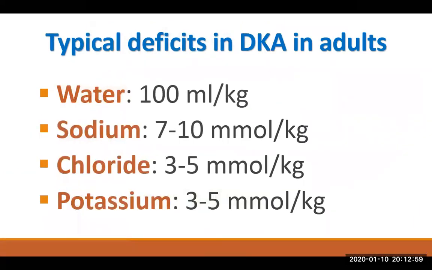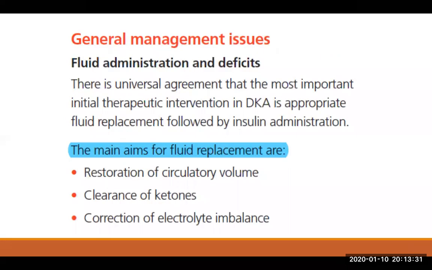A typical deficit in the case of DKA in adults, the water, is about 100 mL per kg. For example, in a patient of 70 kilograms, water loss is about 7 liters. Sodium deficit is about 7 to 10 millimole per kilogram. Chloride is 3 to 5, and potassium is 3 to 5 millimole per kilogram. So in the treatment of DKA, we must replenish the fluid and the sodium, chloride, and potassium. This is mandatory for management of DKA.